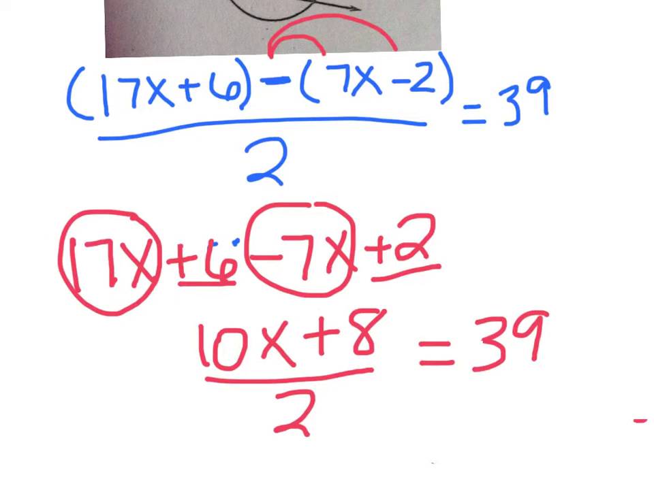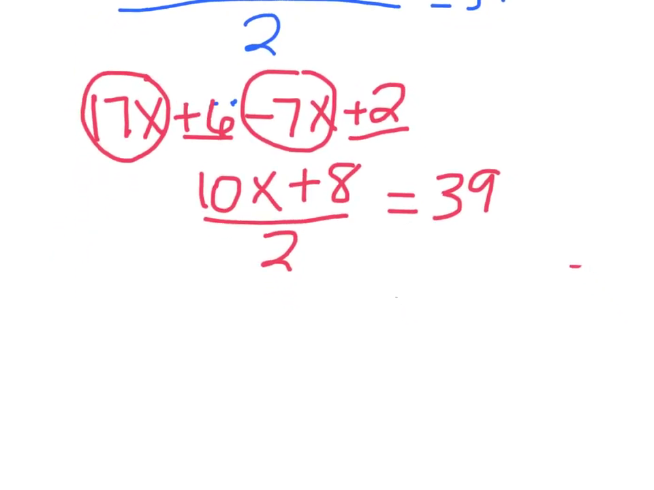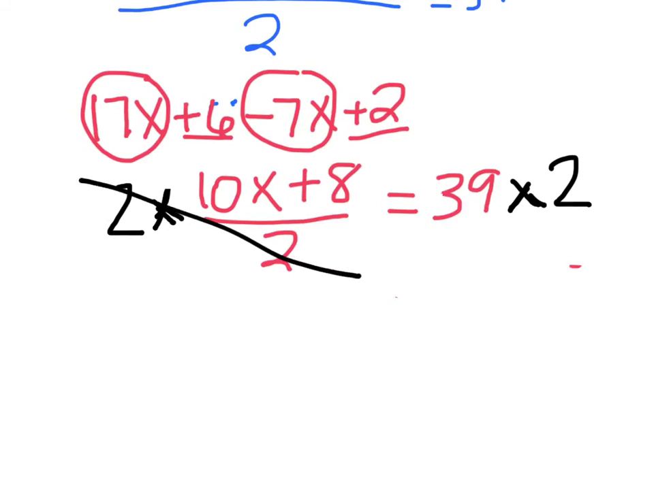Now, to solve this, we have got to get rid of that divided by 2 on the bottom. So the opposite of dividing is multiply. So we're going to multiply 2 on both sides. This pen is not liking this board. Okay. So these cancel out. Bam, they're gone. 10x plus 8 equals, and then 39 times 2 is 78.